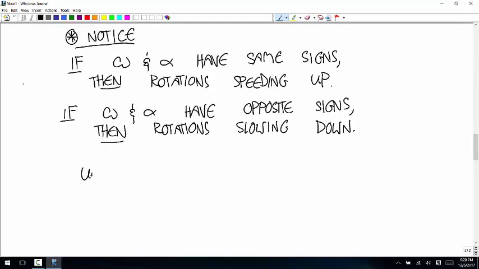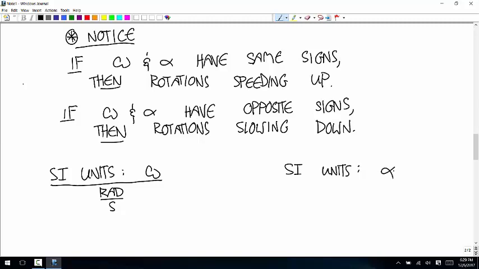The units for angular acceleration, well, actually, I didn't do it for angular velocity yet, so let me do it for both of them. Let's say the SI units for angular velocity are radians per second, and the SI units for angular acceleration are radians per second squared. Okay, any questions yet about that?